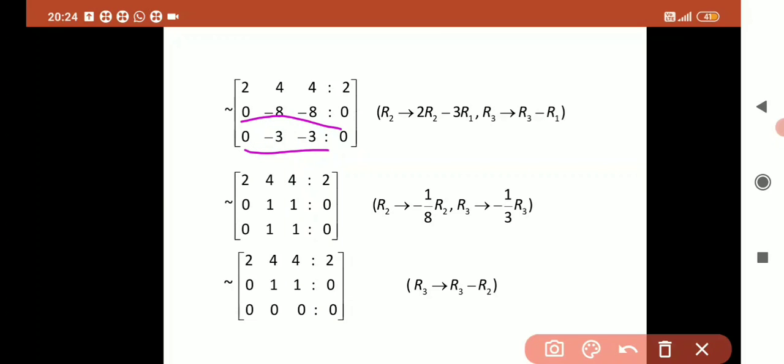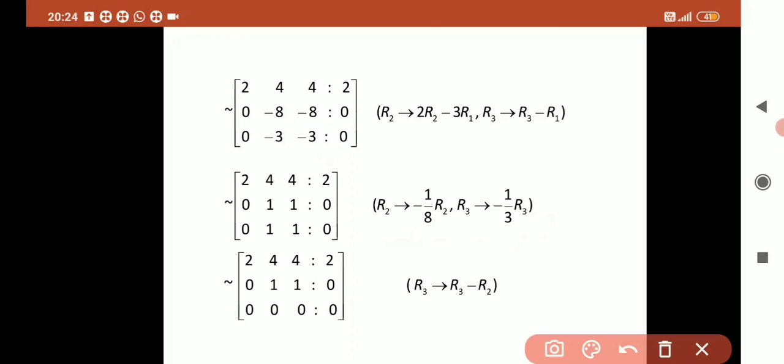So what we have done here, we have done R2 changes to 1 by minus 8 times of R2, and R3 changes to minus 1 by 3 times of R3. So we will get here, divide the second row by minus 1 by 8, you will get 1 1 1, and multiply the third row by minus 1 by 3. You will get third row as 0 1 1 1, and this definitely it is also equals to 0. So what we get here, we will get like this.